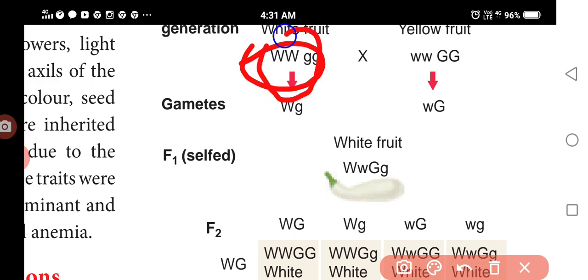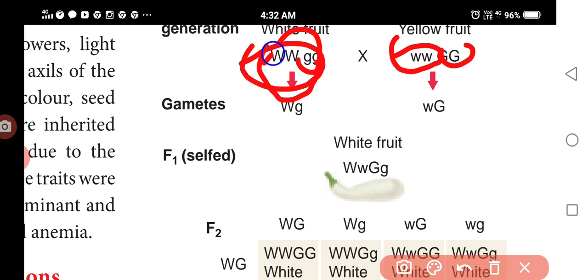So the capital W allele masks the other gene. Capital W is epistatic to the alleles capital G and small g, so white, which is dominant, is expressed. White is dominant.